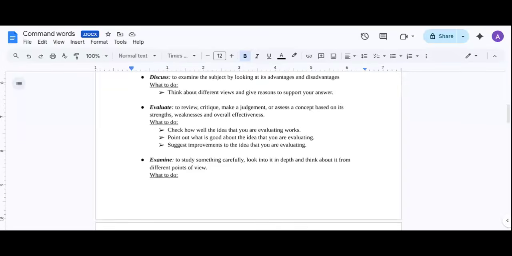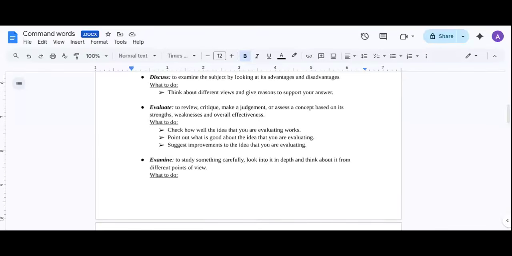Evaluate. To review, critique, make a judgment, or assess a concept based on its strengths, weaknesses, and overall effectiveness. Evaluate also is one of those command words in the question that weighs a lot of marks. Because what they want you to do is check how well the idea that you are evaluating works, point out what is good about it, and suggest improvements to it.